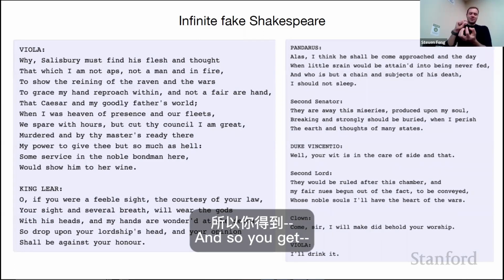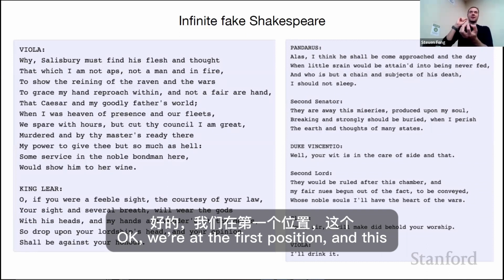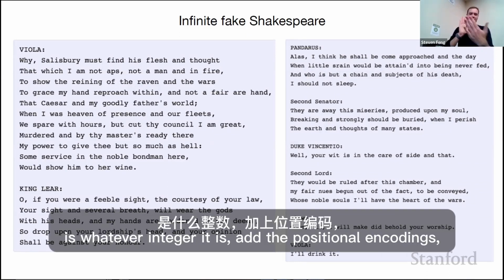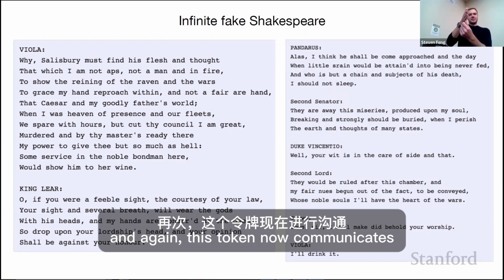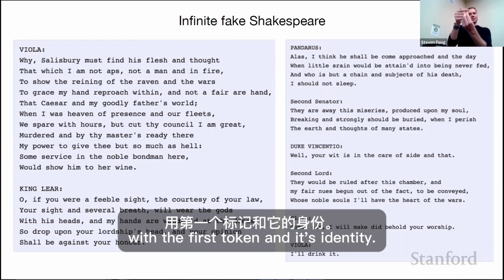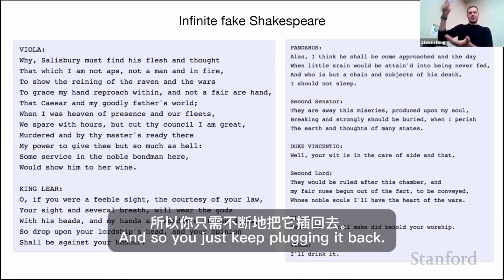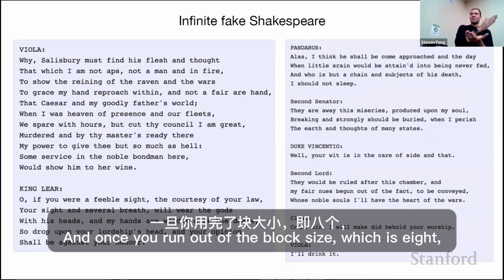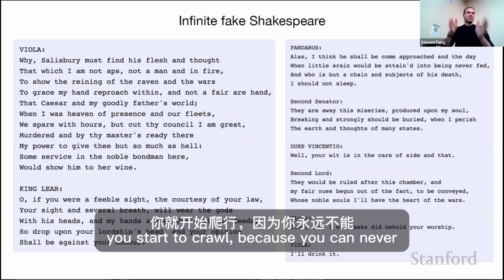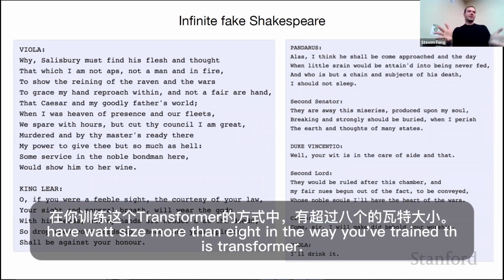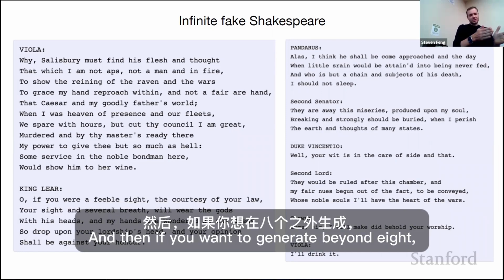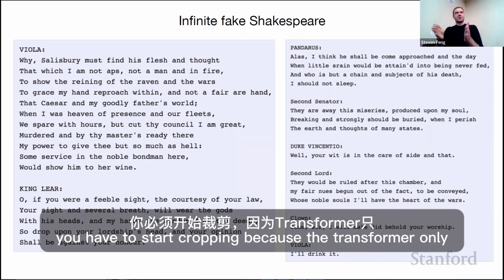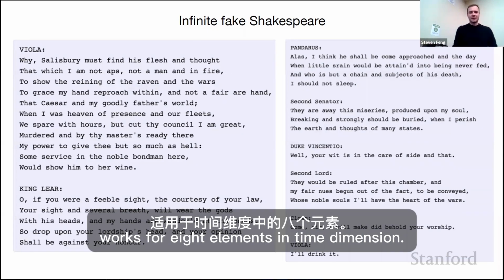And so you get, okay, we're at the first position, and this is whatever integer it is. Add the positional encodings, goes into the sequence, goes into transformer. And again, this token now communicates with the first token and its identity. And so you just keep plugging it back. And once you run out of the block size, which is 8, you start to crop, because you can never have block size more than 8 in the way we've trained this transformer. So we have more and more context until 8. And then if you want to generate beyond 8, you have to start cropping, because the transformer only works for 8 elements in time dimension.